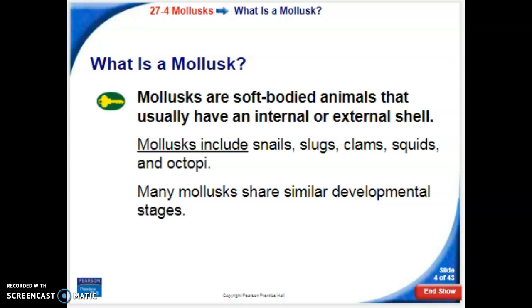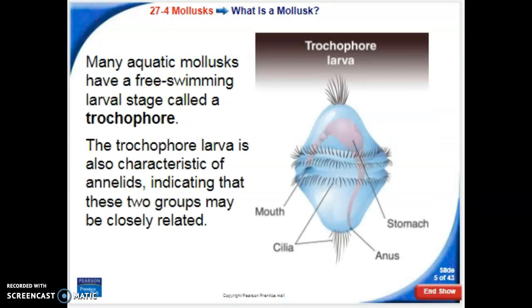Many of them have similar developmental stages. Many of their larvae are in a stage called a trochophore, and you can see this allows them to move freely in the water. It has cilia on the bottom to allow them movement. It's also a characteristic of the annelids that we already talked about this chapter, which they've decided are probably closely related.